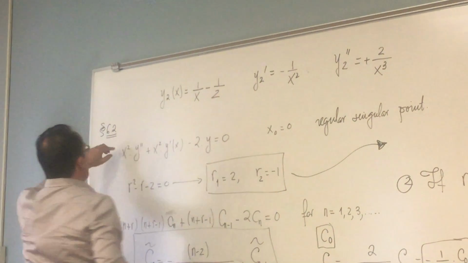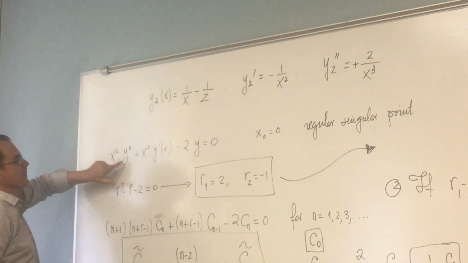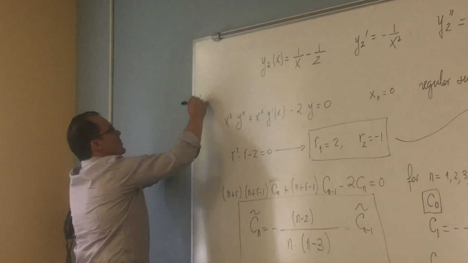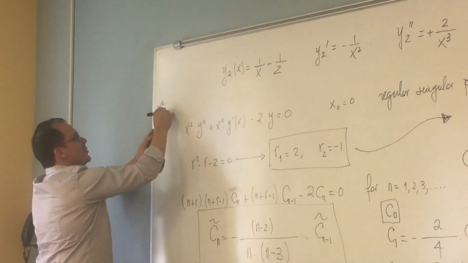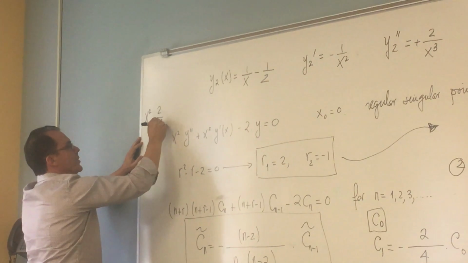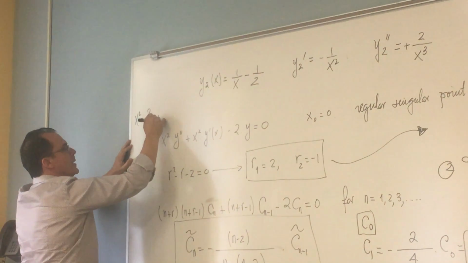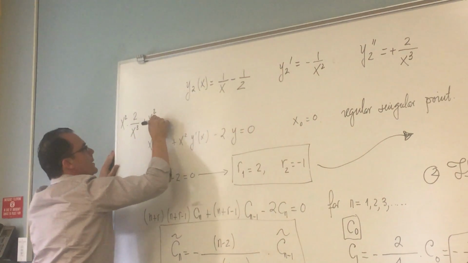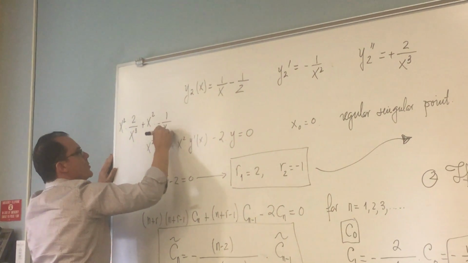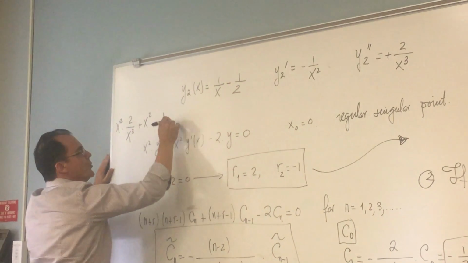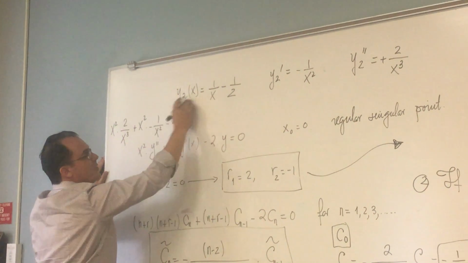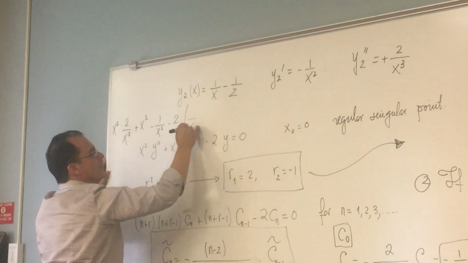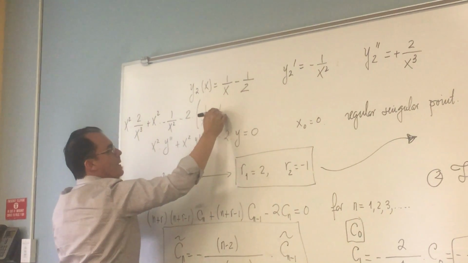Now, let me plug those things here, right? So what do you get? x squared times the second derivative, which is 2 over x cubed, plus x squared times the first derivative, which is that, minus 1 over x squared, right? And minus 2 times the whole function, 1 over x minus 1.